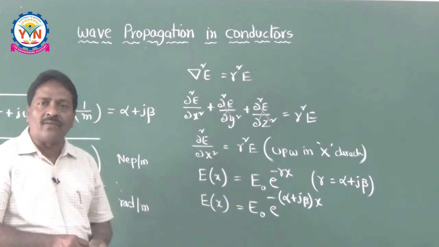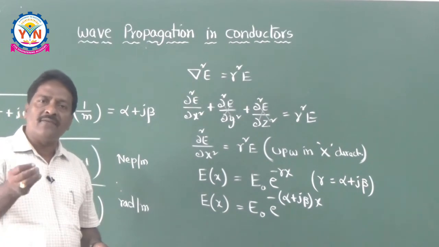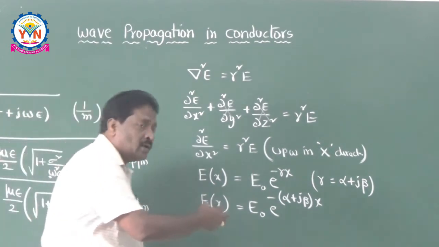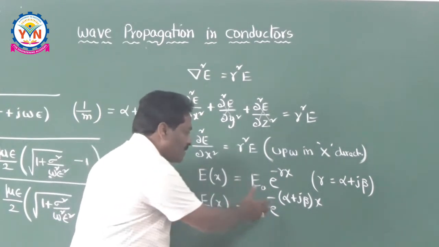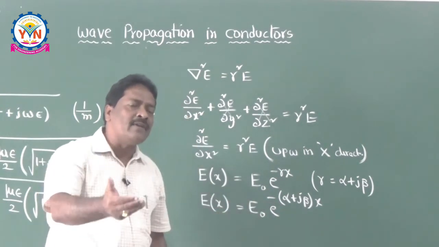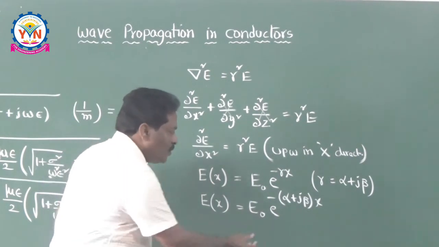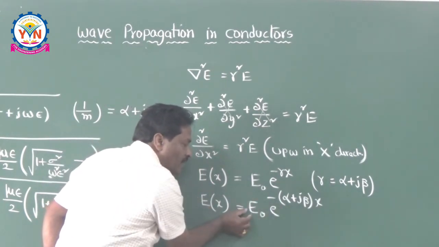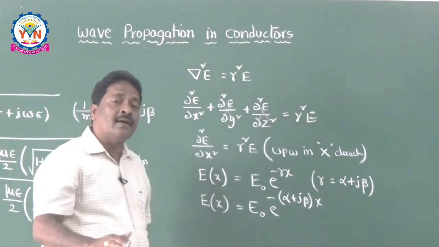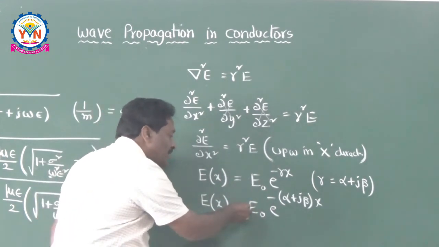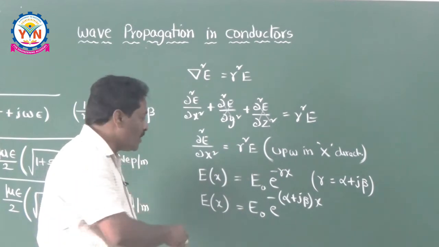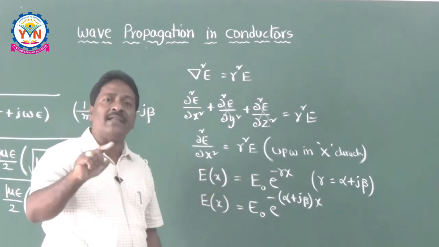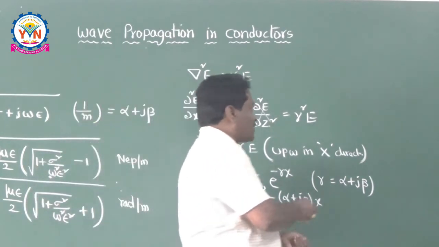But remember friends, what is a wave? Wave is a function of both distance and time. That means I have to incorporate the time variation here. So how to incorporate the time variation? That means you multiply this with e power j omega t and take the real part of it. That is nothing but the procedure of incorporating the time variation here. Therefore, for the time varying field, I can write like this.